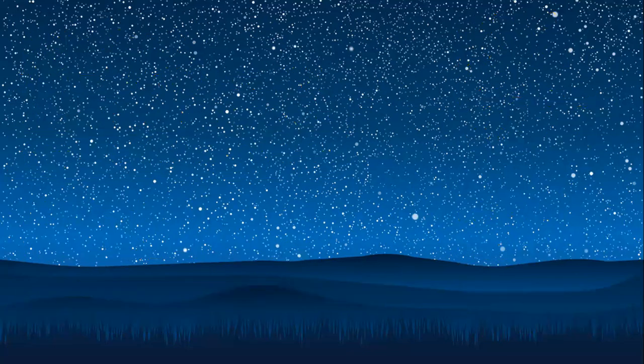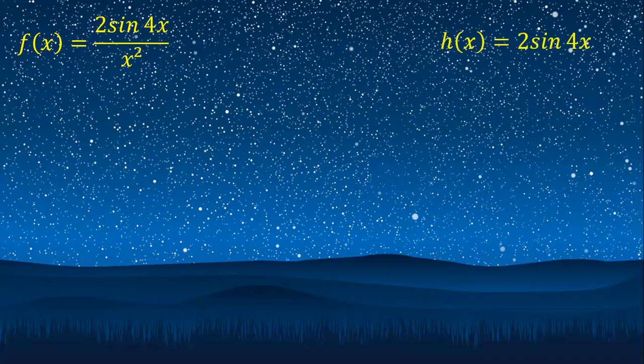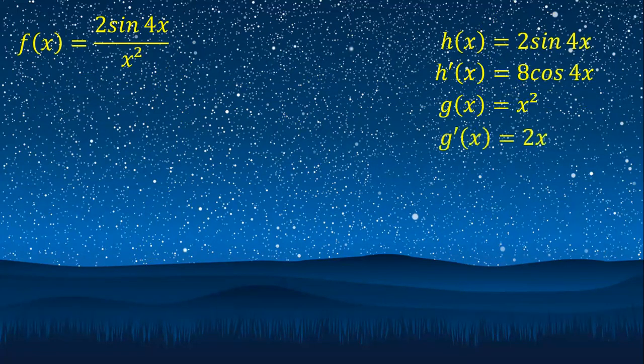Now this time, let's have the use of quotient rule. For quotient rule, same process with the product rule, you have to identify the h of x, the g of x, and their corresponding derivatives. So in the given function, 2 sine 4x over x squared, h of x is the numerator, and that is 2 sine 4x. Then its derivative is 8 cosine 4x. Then for the denominator, that is our g of x, and that is x squared, then its derivative is 2x.